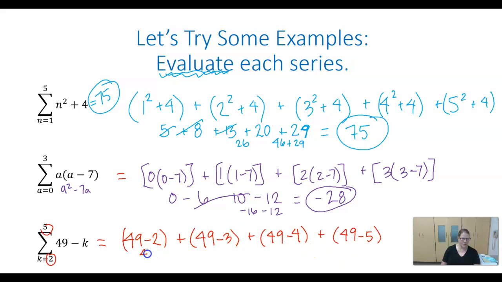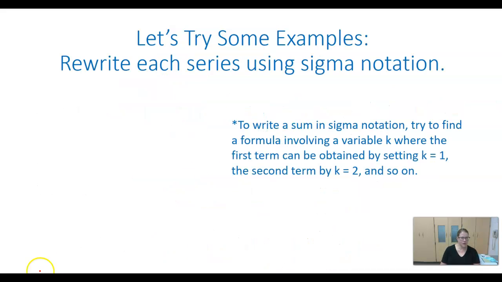So 49 minus 2 is 47 plus 46 plus 45 plus 44. So that would give me 160, 170, 182. Okay, hopefully I did that right. So 182.